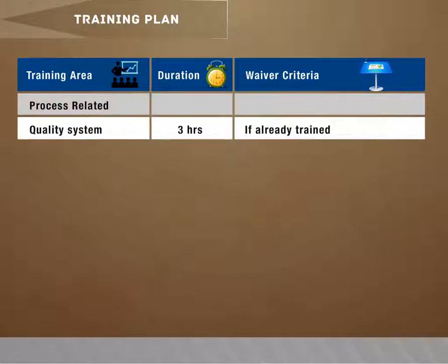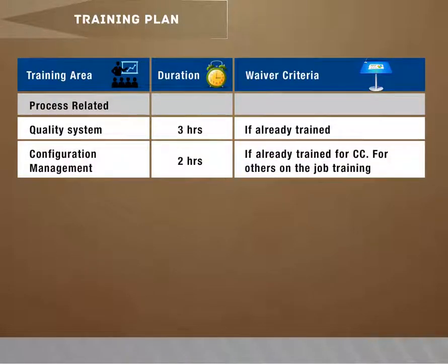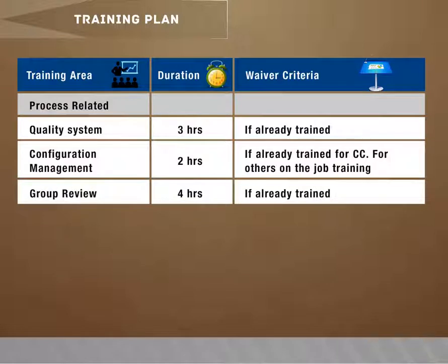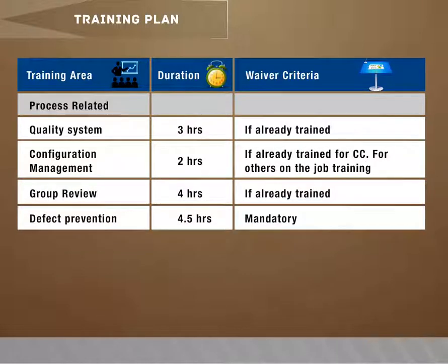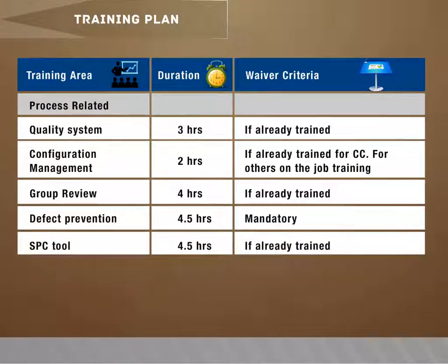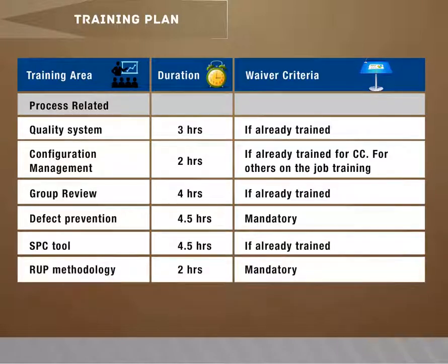Process related. Quality System 3 hours if already trained. Configuration Management 2 hours if already trained, for CC; for others, on the job training. Group Review 4 hours if already trained. Defect Prevention 4.5 hours, mandatory. SPC Tool 4.5 hours if already trained. RUP Methodology 2 hours, mandatory.